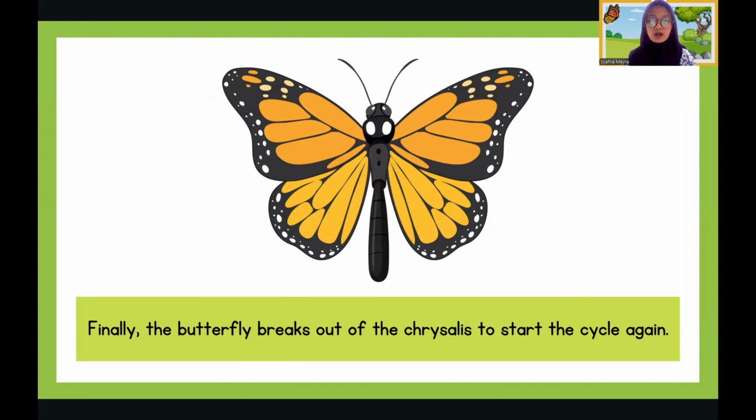Finally, the pupa will break open and out comes a beautiful butterfly. The butterfly will start searching for food using its lovely wings to fly around. It looks for flowers to feed from and eventually meets other butterflies. Then, the female butterfly lays eggs again, and the life cycle starts all over.